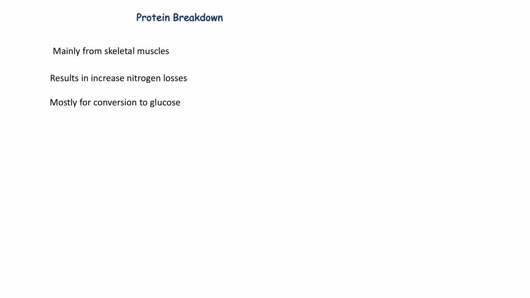Other important feature of catabolic phase is protein breakdown. This process occurs mainly in skeletal muscle but can also occur in other areas, resulting in negative nitrogen balance. This protein breakdown can be significant, like in case of sepsis, up to 1 kilogram of muscles can be lost daily.